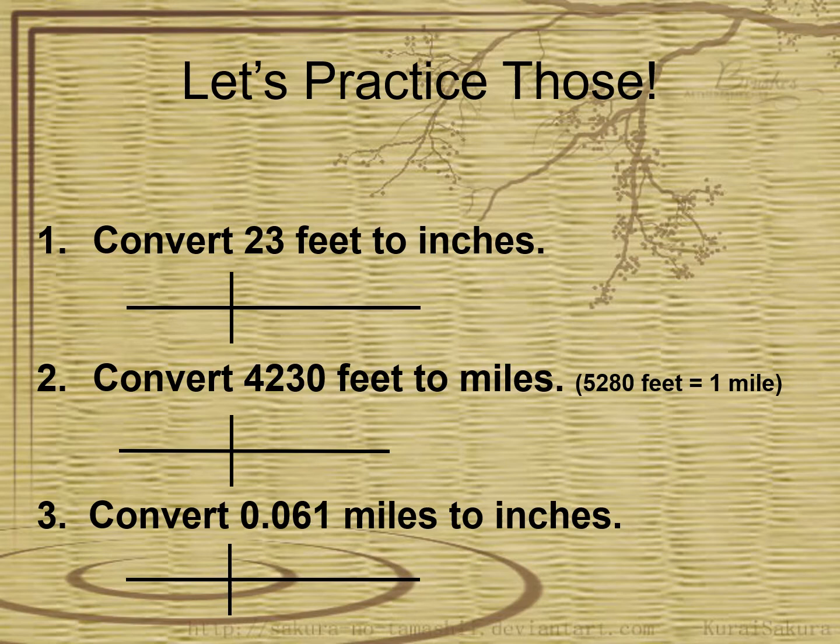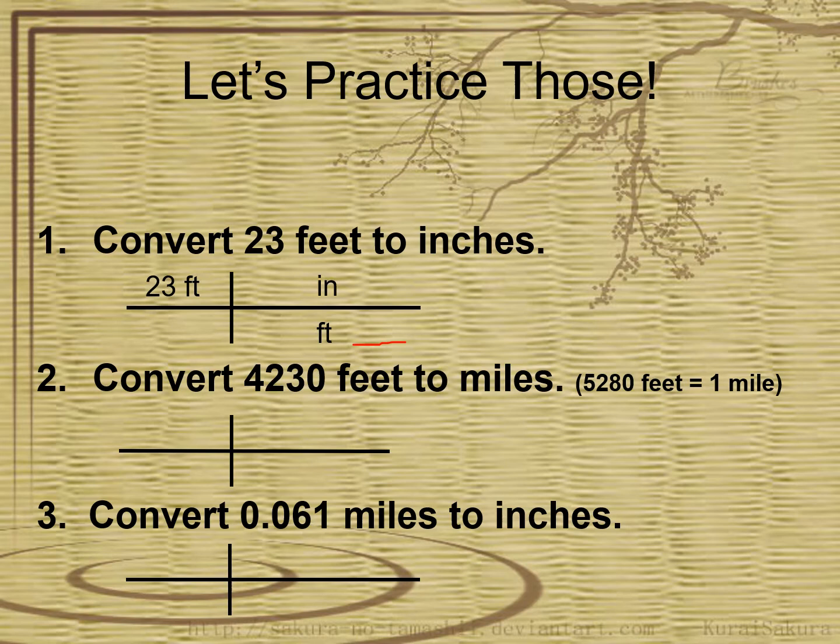Okay, so number 1, convert 23 feet to inches. Now this is similar to what we just did. So you're going to take the 23 feet and you put it in the upper left-hand corner. This unit tells you what to put down here, and that helps us set up our next conversion factor. So we're going to put feet on the bottom. It's diagonal from each other and they will cancel out.